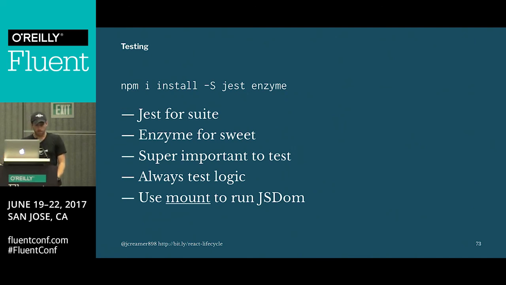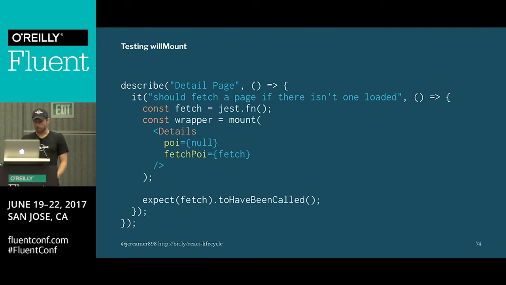Then the other thing that Enzyme has built in is it exposes not only a shallow render, but also a mount function. What the mount function does is, under the covers, it uses JSDOM, and it will actually mount your component inside a fake DOM in Node, so that you can actually test some of these lifecycle methods. So for example, let's say that I'm writing a unit test for my detail page.